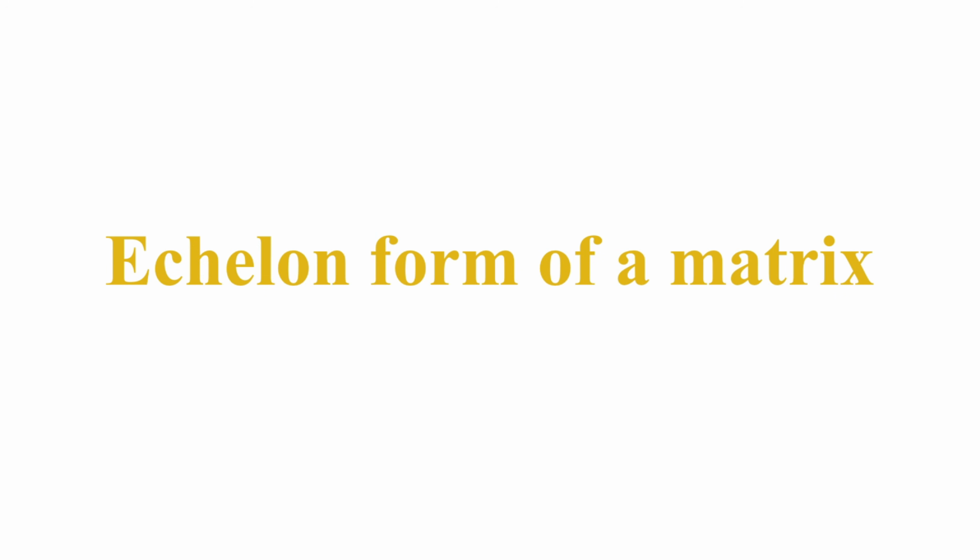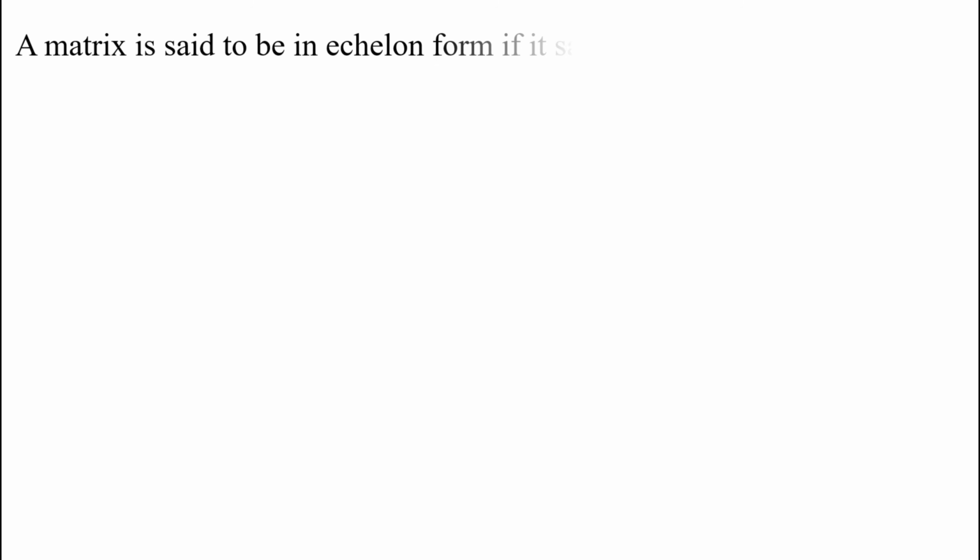Welcome to Beyond the Brackets. To find the rank of a matrix easily, we often use echelon form. So let's see what that means. A matrix is said to be in echelon form if it satisfies the following properties.